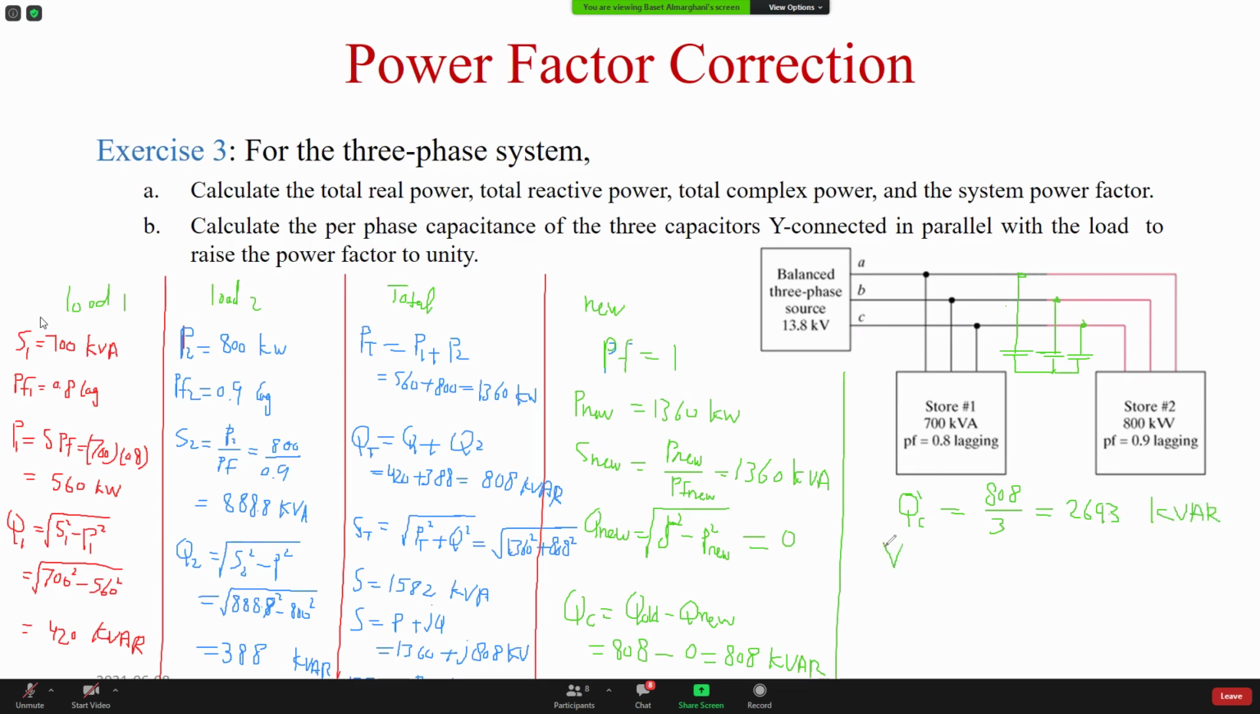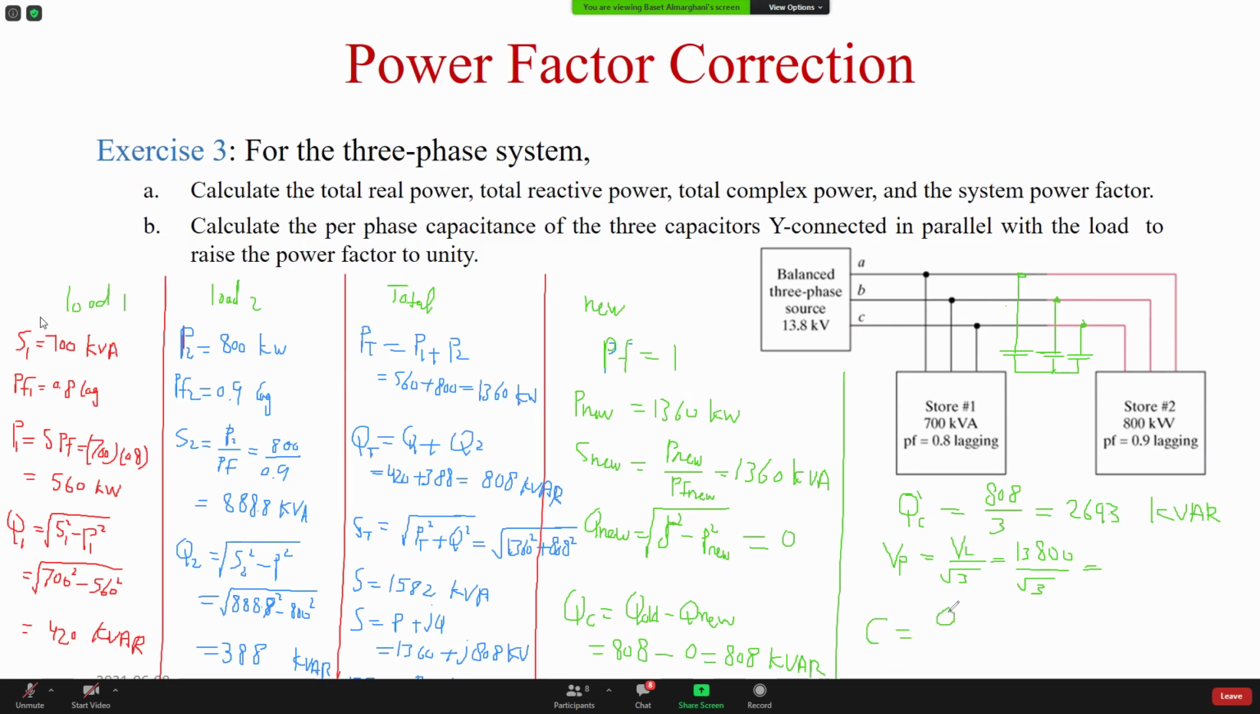Then we're gonna find V phase. Now Y connection, V phase equals V line divided by square root of 3. V line is given 13,800 because it's in kilo, divided by square root of 3. So this is the difference. We're gonna do phase and phase.